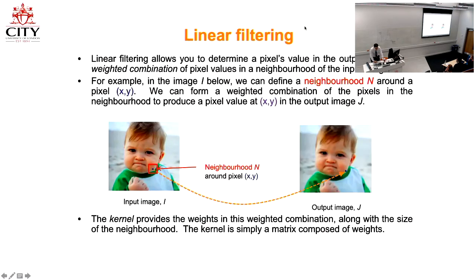So linear filtering refers to looking at a neighborhood in an image, using the values in that neighborhood, which we can define the size of, to create a new value in the output image. So it's a mapping from input image to output image, which is usually a weighted sum or weighted combination of these weights in that neighborhood.